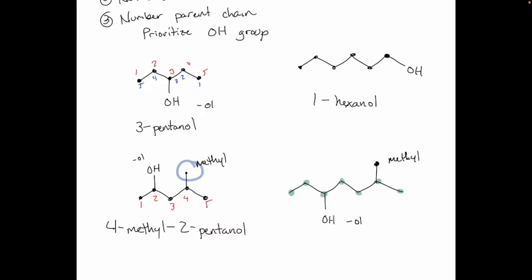All right, and then I'm going to number in such a way that prioritizes that OH group. So let's put them both down. So which one am I going to do, my red or my blue? Red, right? I'm going to do the one that gives the OH group the lowest possible number. So this is 6-methyl-3-heptanol. All right.